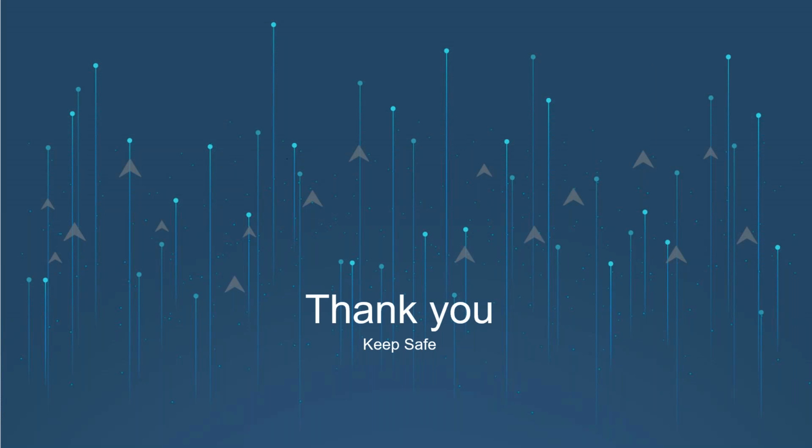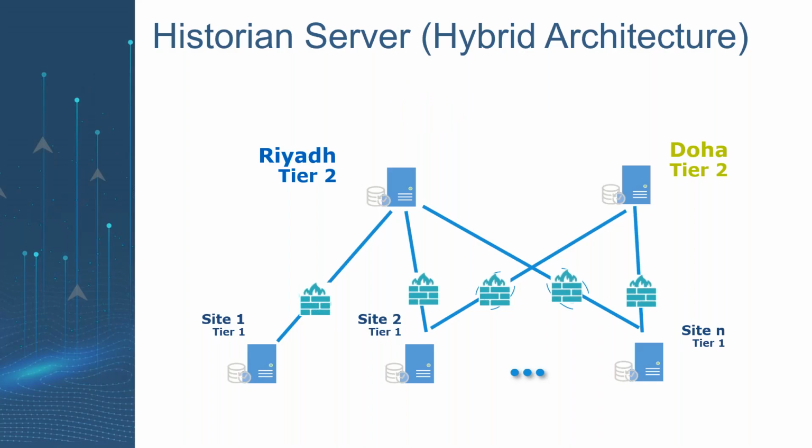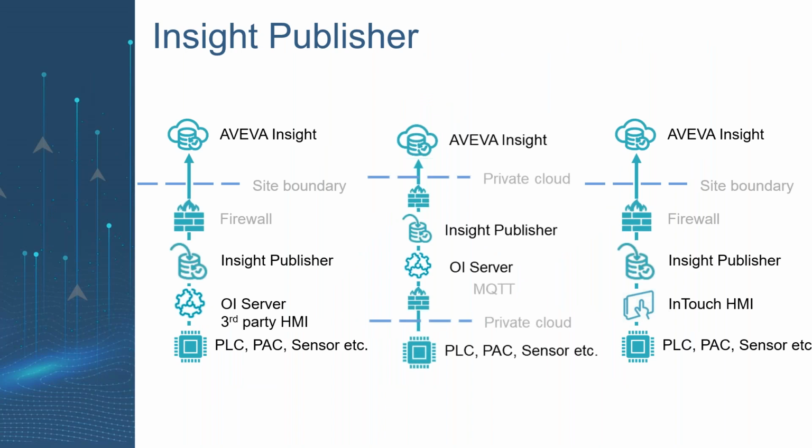Thank you for this question. Let me go back to the Insight Publisher. This is what I showed in the Insight Publisher. In case you have MQTT, it's not directly from a broker to Insight. You have to take it to your OI server and send it to AVEVA Insight. And this will be done with AVEVA Publisher, when you import the Excel sheet.